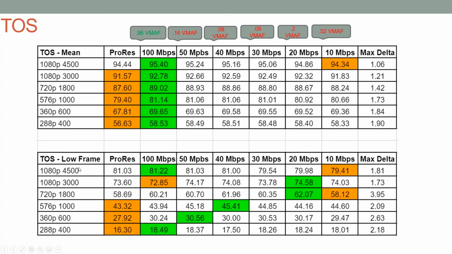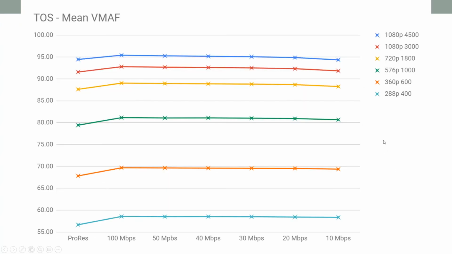And in terms of low frame score, we're still seeing pretty modest differences between the highs and the lows in the 1.8, 1.73, and this is the file that we'll look at in a moment to see if the difference between the 10 megabit per second file and the 20 megabit per second file will be perceptible by viewers.